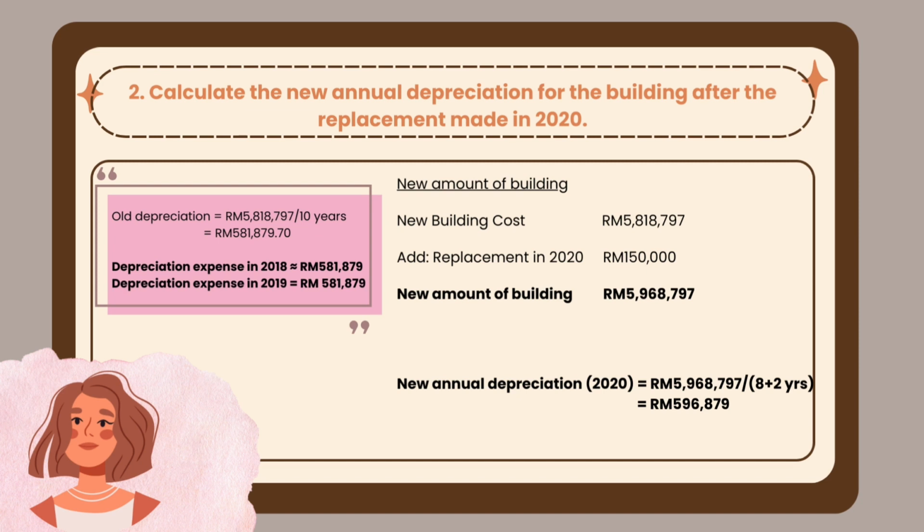Calculate the new annual depreciation for the building after the replacement made in 2020. First, we have to find the old depreciation, which is 581,879 ringgit 70 cents, and we round it to 581,879,000 ringgit for the depreciation expense in 2018 and 2019.